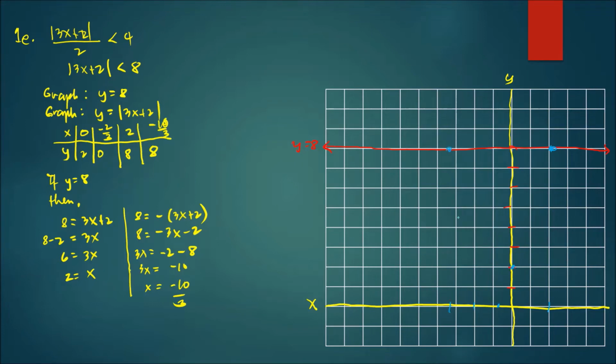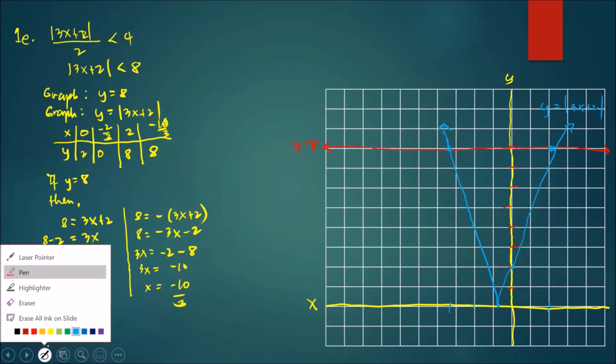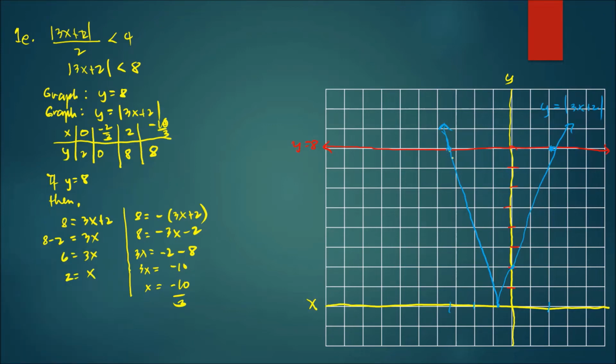Okay. So let us now graph. It will be a V shape. So this is y is equal to the modulus of 3x plus 2. Again, the values that we are interested in are the values that are less than 8. So that would be below the line y is equal to 8. So we are interested in this part of the graph.